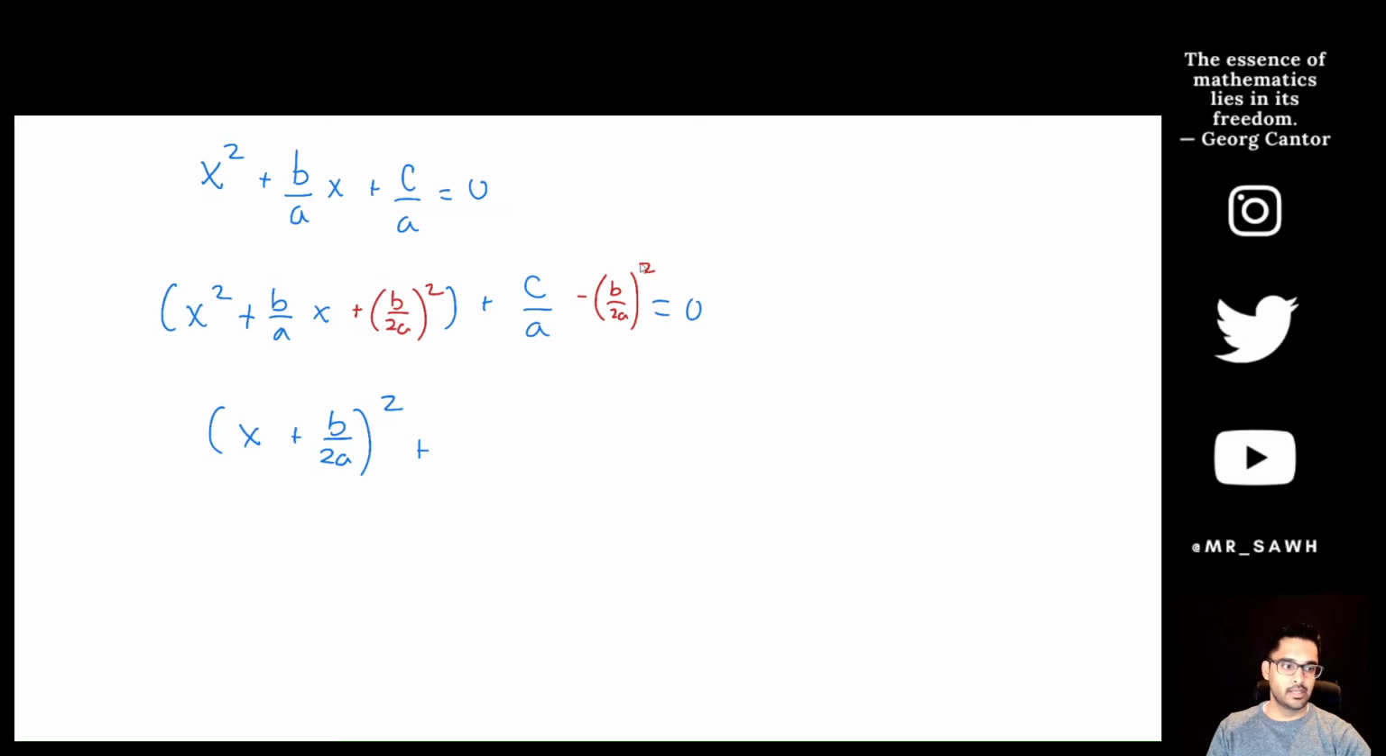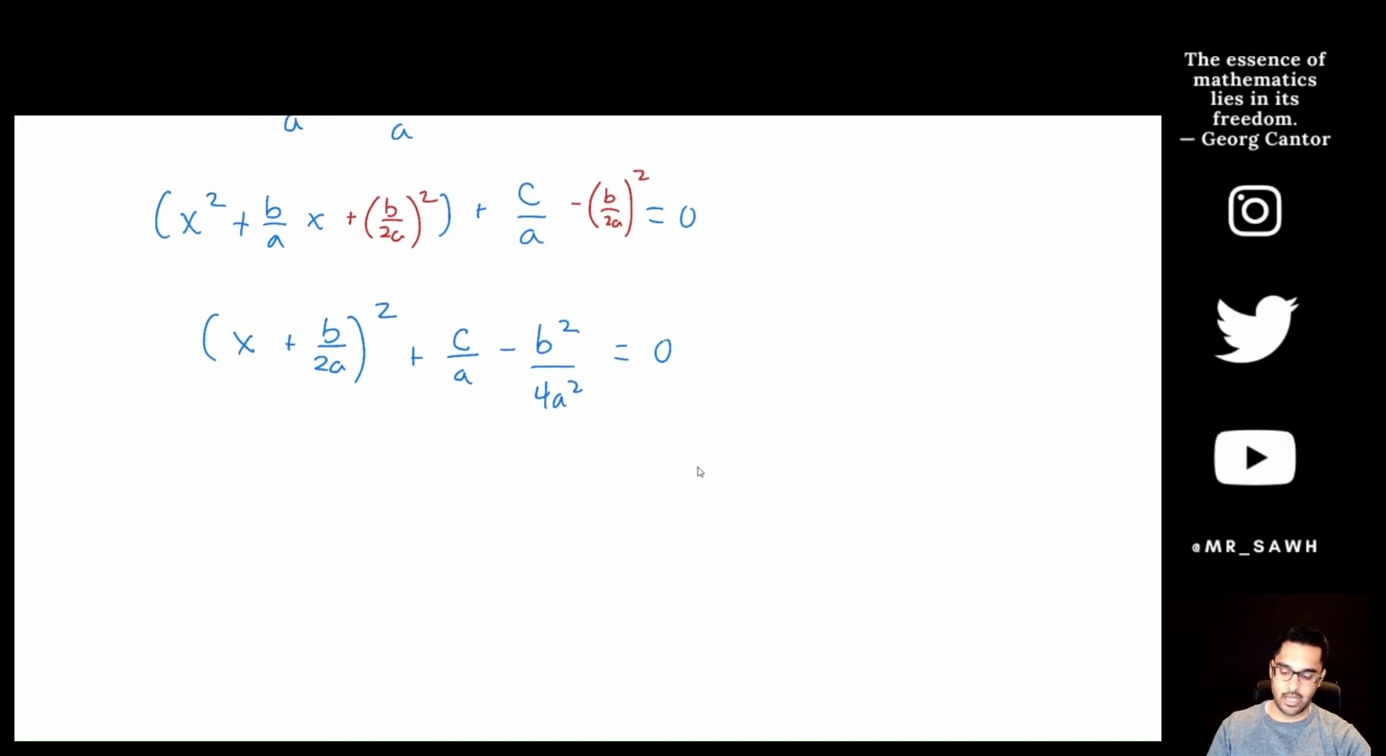But let's maybe expand it. Let's square that term. If we square that term in there, then we're going to get c over a minus b squared over 4a squared is equal to 0. Now we can start to think about our isolation. Now if I move all those constants over to the other side, and they're constants in the sense that they don't have x. A, b, and c were just coefficients in our general form equation. So I'm going to move them all to the other side.